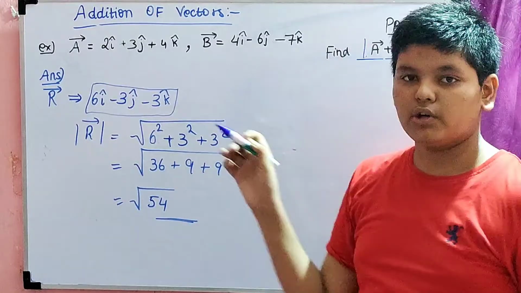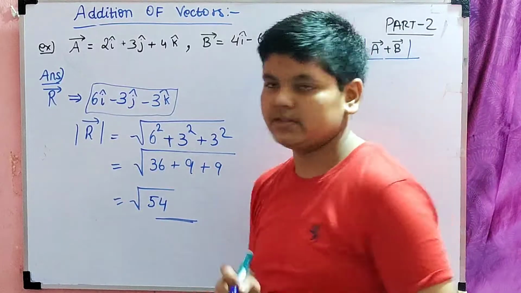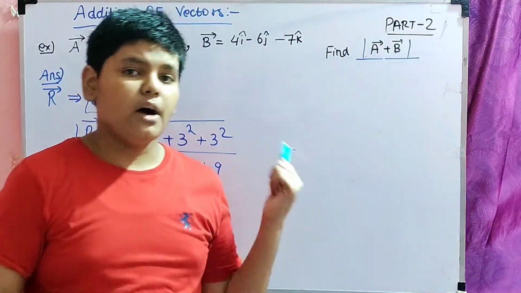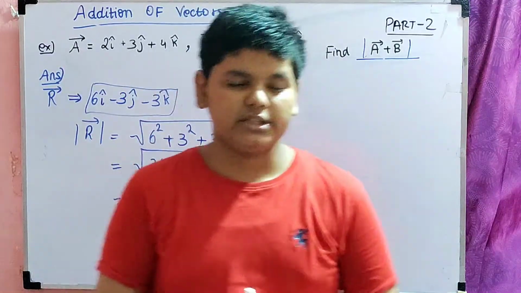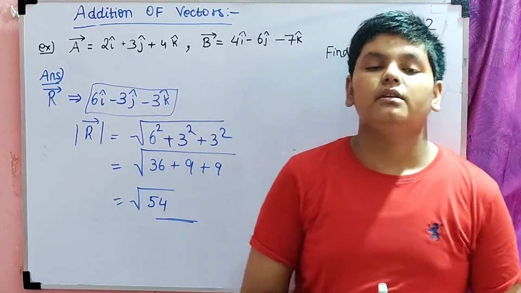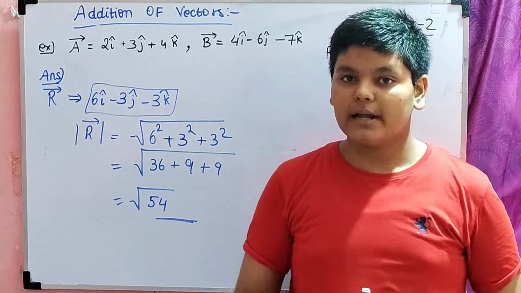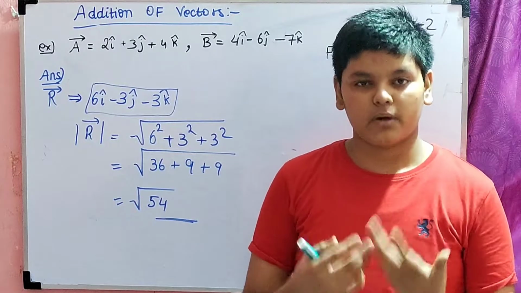You have to use under root of squares, like square of each vector. And then you get the answer as root 54. So this is how normal addition will be. But now we'll be learning about the laws of vector addition. There are 3 main laws of vector addition. The first main law is triangular law, the second law is parallelogram law, and the third law is polygonal law. Let us see all these laws one by one.